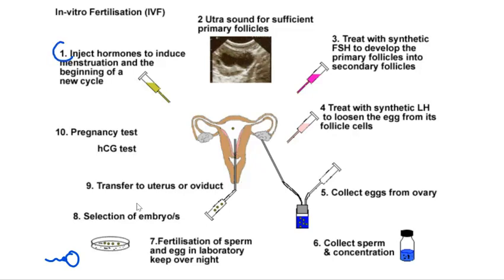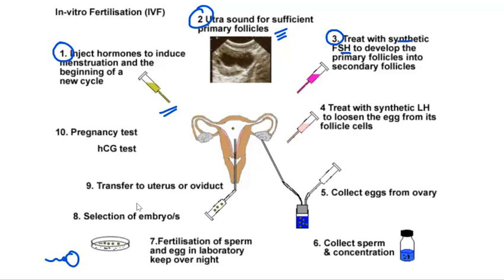So the first step is that hormones are used throughout this process to stimulate the ovaries to produce eggs. And we begin actually with the injection of a hormone which will induce a period, a menstruation, so that we can reset the ovarian cycle. We would ultrasound the ovary to ensure that there are sufficient primary follicles available for stimulation, and then treatment begins with the injection of synthetic FSH.